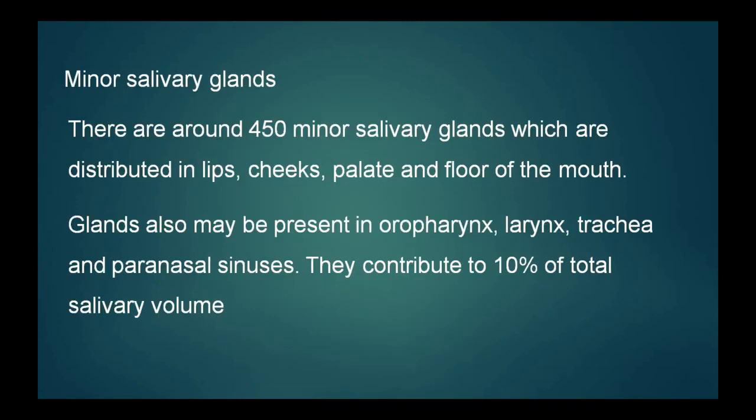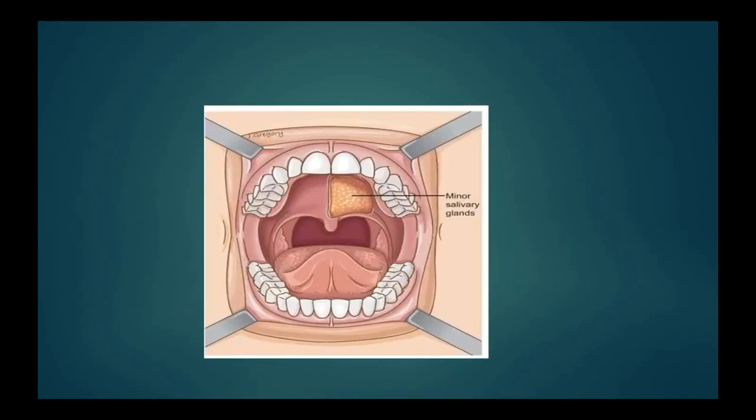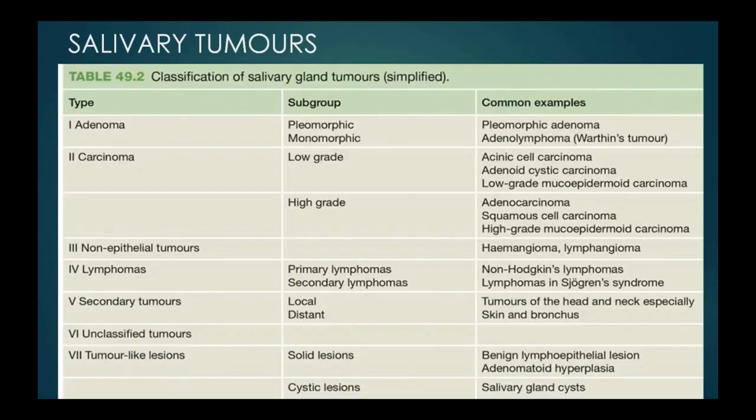Now coming to the minor salivary glands, there are around 450 minor salivary glands which are distributed in the lips, cheeks, palate and floor of the mouth. Glands also may be present in the oropharynx, larynx, trachea and paranasal sinuses. They contribute to 10% of total salivary volume. So these are the minor salivary glands present in the palate.